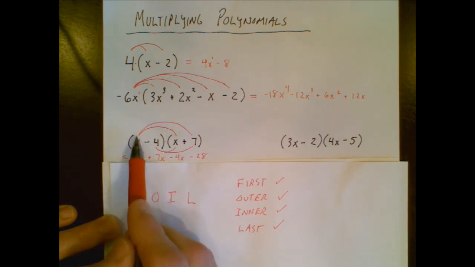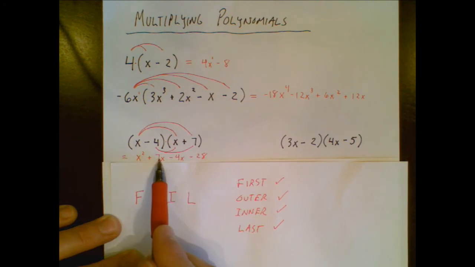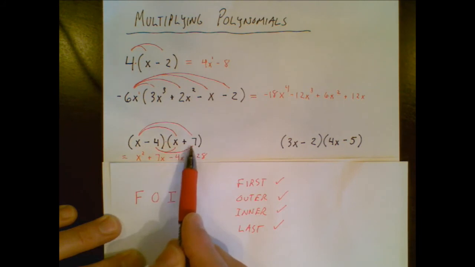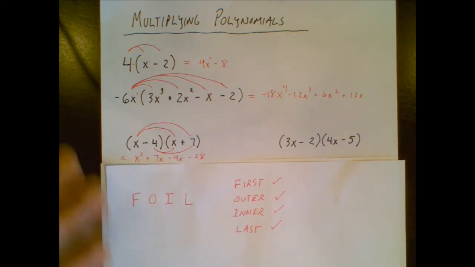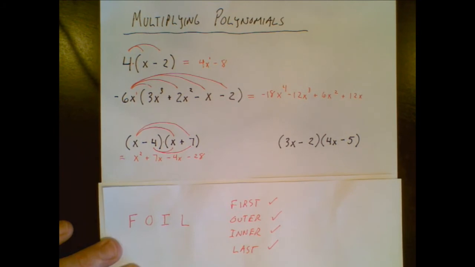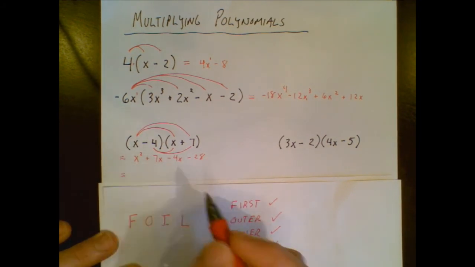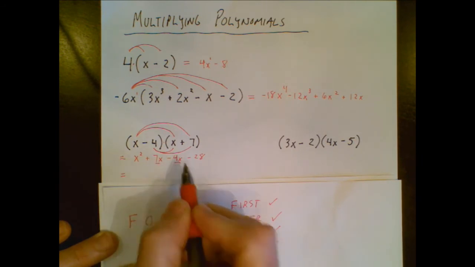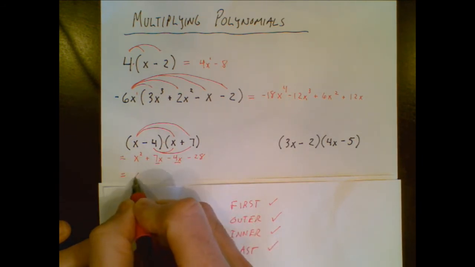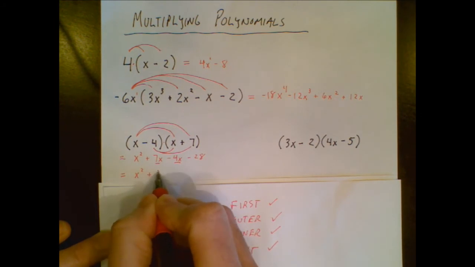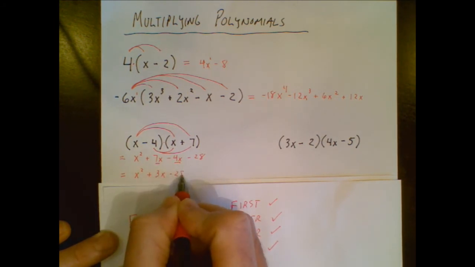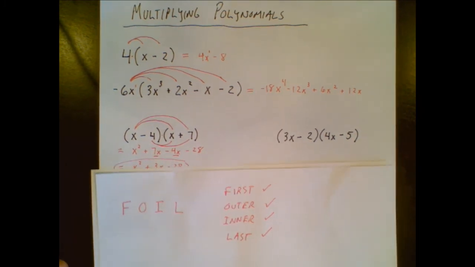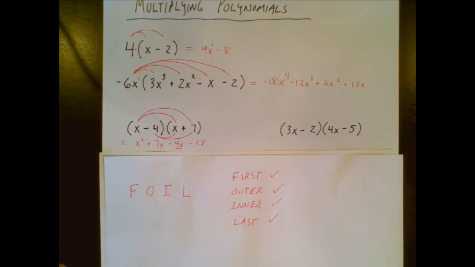First, outer, inner, and then last. First, outer, inner, last. As soon as I have that, my very next step is just to put together like terms, because there's a darn good chance you're going to have like terms, and 7x and minus 4x are, so I would have x squared plus 3x minus 28 for my answer. So that's the method called FOIL.